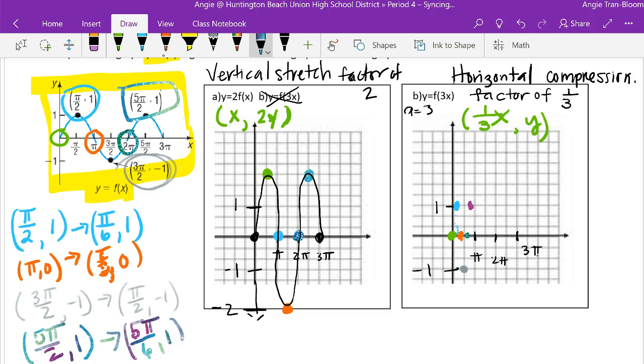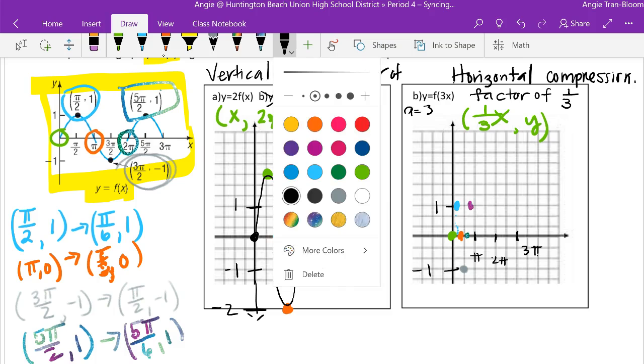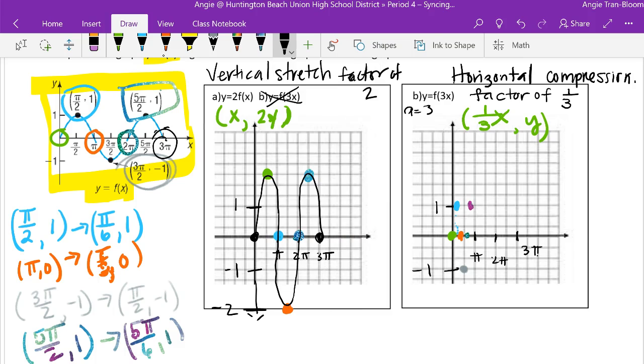3 pi, comma 0 is now what? Pi. All right. Connect the dots. It's super tiny. Try your best to squish it in. Well, look at it though. Does it look like it's squished by a third? Yeah. Okay.